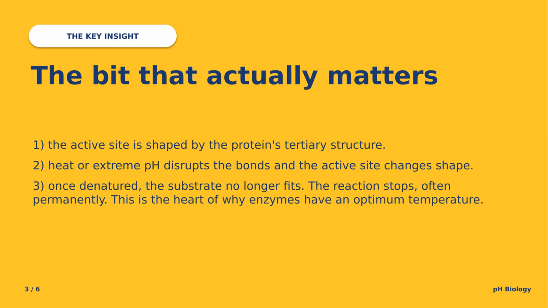Three things. 1. The active site is shaped by the protein's tertiary structure. 2. Heat or extreme pH disrupts the bonds and the active site changes shape. 3. Once denatured, the substrate no longer fits. The reaction stops, often permanently. This is the heart of why enzymes have an optimum temperature.